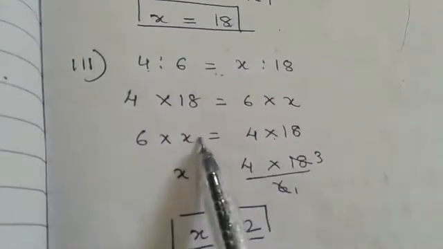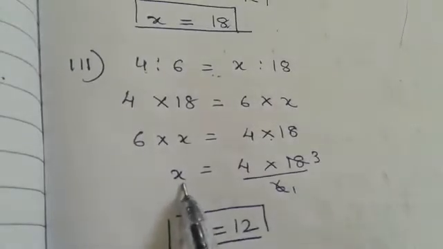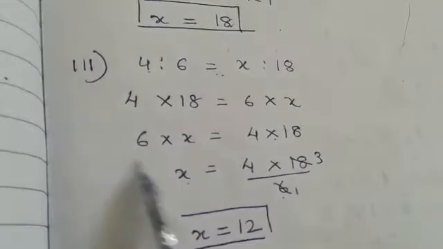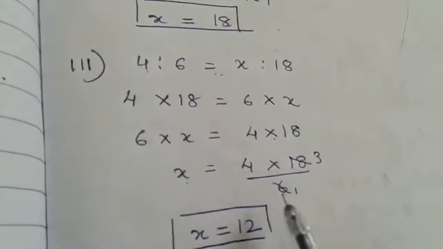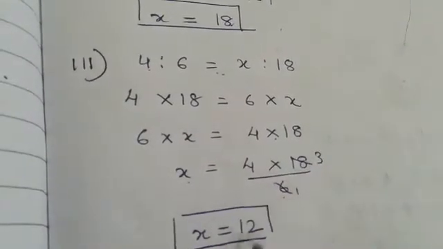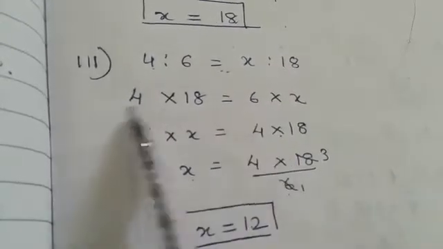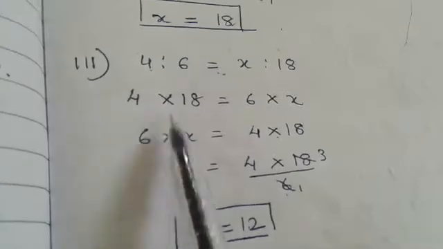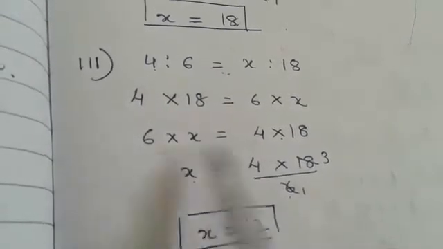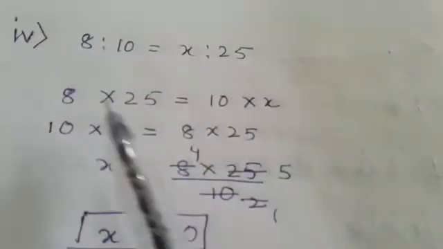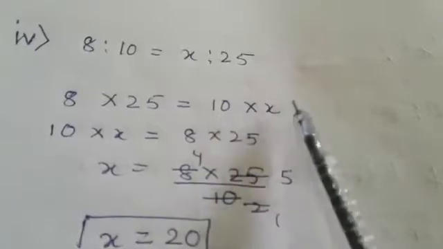So 6 multiplied by x: keep x here on the LHS and transfer the 6, so x will be divided by 6, since it is multiplication. So 6 ones are 6, 6 threes are 18, 4 threes are 12. As I told you, you can keep x here, transfer the 6, and then do the rest of the things. I hope you will understand this. Things are easy. Next is also 8 multiplied by 25 is equal to 10 multiplied by x.